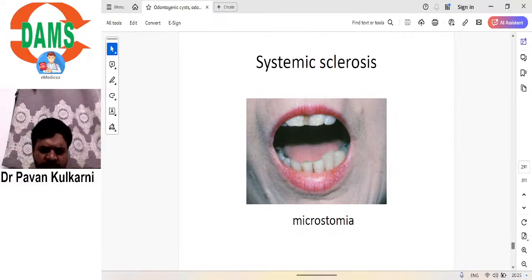Now, in this case of systemic sclerosis, you also see microstomia, that is a reduced mouth opening. Why is this reduced mouth opening seen? That is because of, again, fibrosis, sclerosis that is taking place. So, clinically, systemic sclerosis or scleroderma mimics oral submucous fibrosis. In oral submucous fibrosis also, we will see trismus. Same way in scleroderma also, we will see trismus.